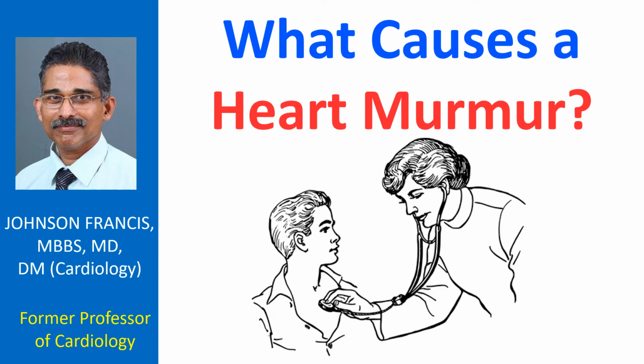A heart murmur is caused by a turbulent flow of blood. Normal laminar flow of blood is silent. Turbulence occurs when there is a narrowing of a valve or there is a leaky valve. It can also occur when blood flows at high velocity through a normal valve.